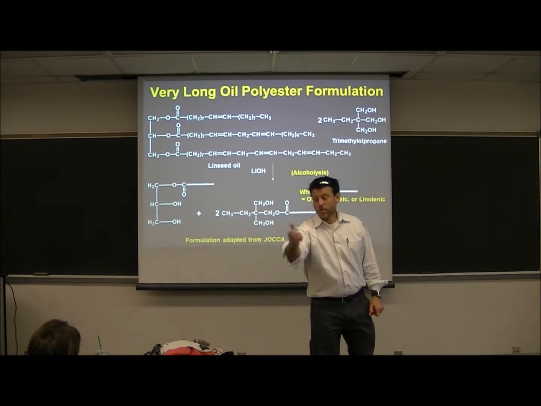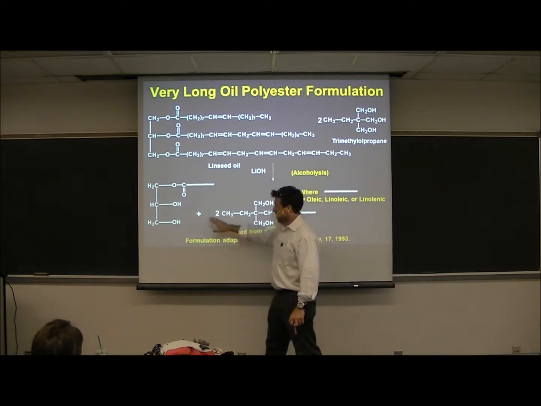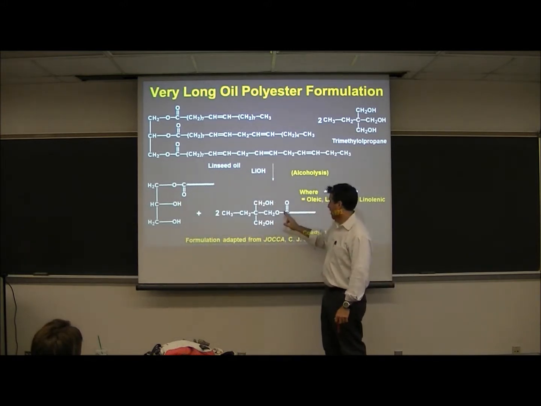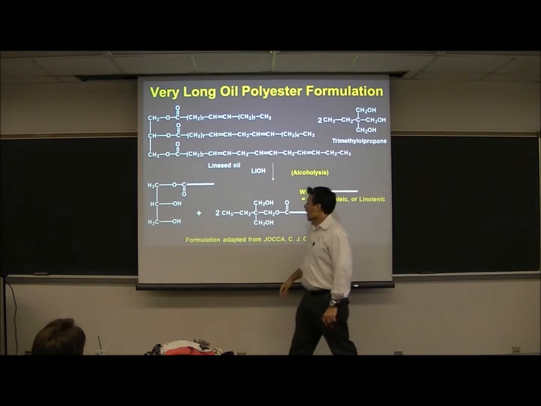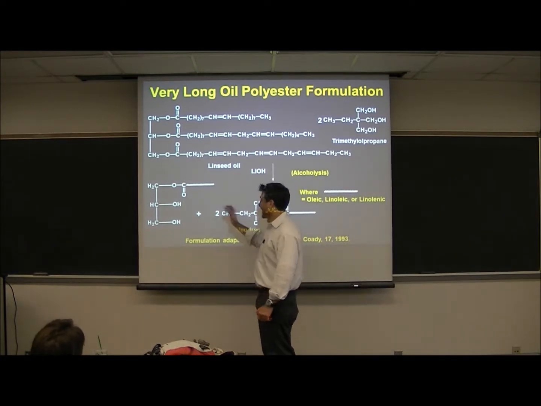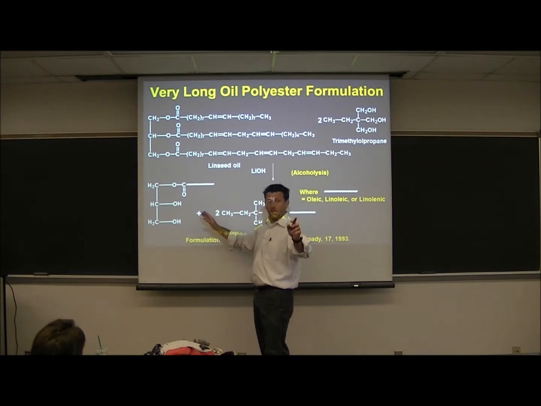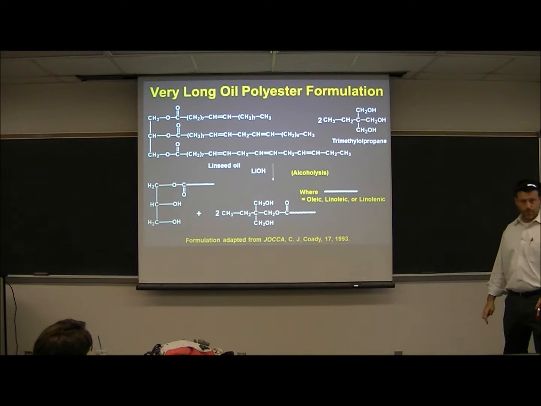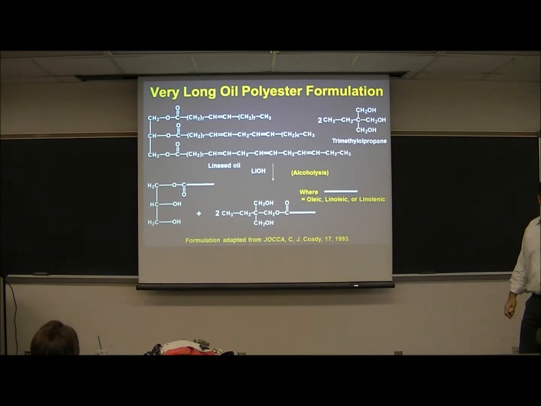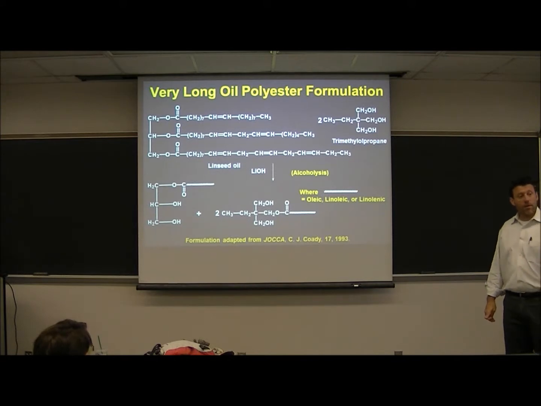How many esters are there below the line? 3. How many were above? 3. How many free acid groups are there below the line? None. Okay. How much mass did we gain or lose moving from top to bottom?